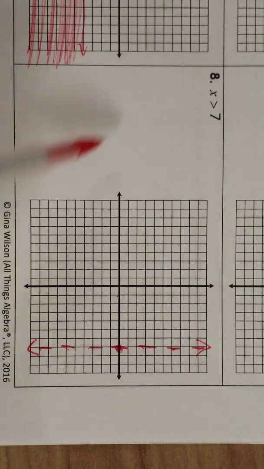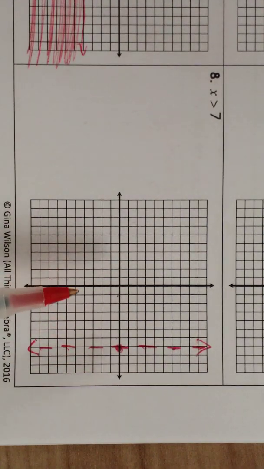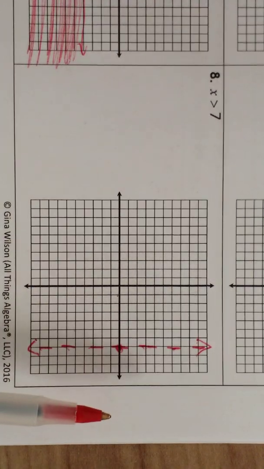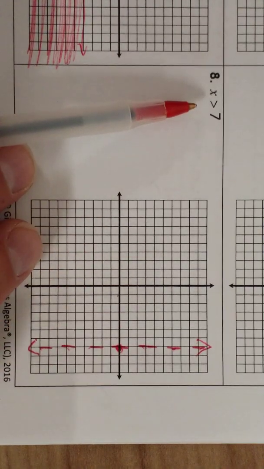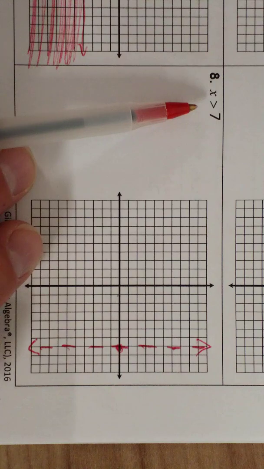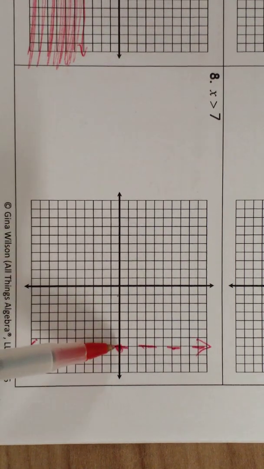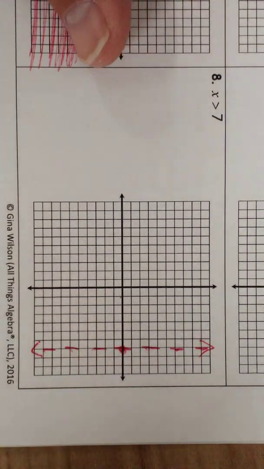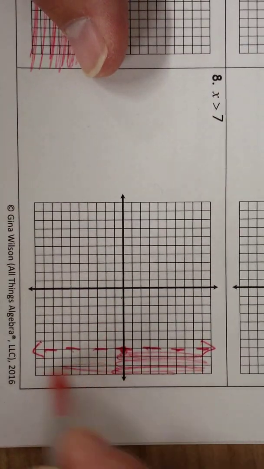And now my shading. For this one, there is no above or below because it's a vertical line. There's only left or right. But if you look at the problem, I think you can probably figure out which side. X is greater than 7. Numbers that are greater than 7 are over here, not these numbers. So I would shade over here.